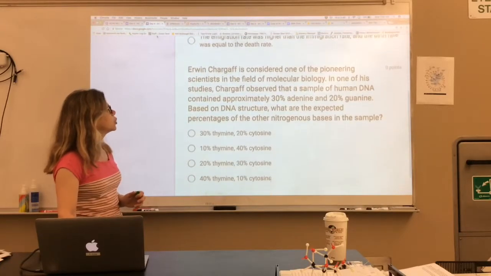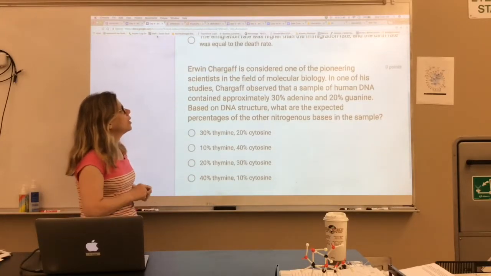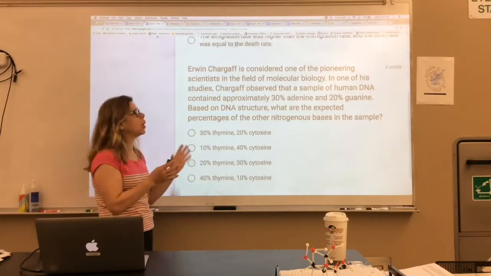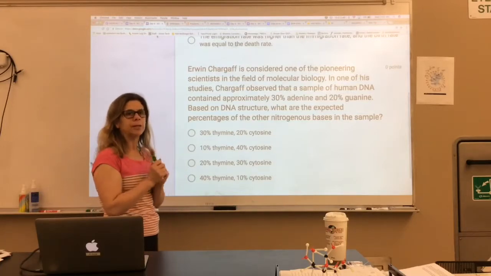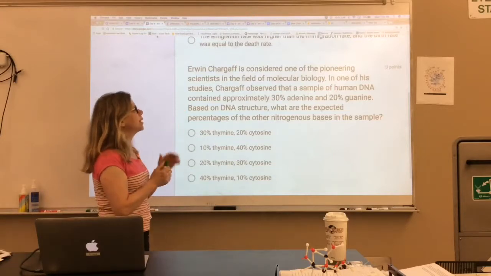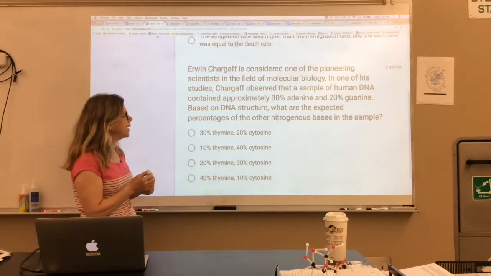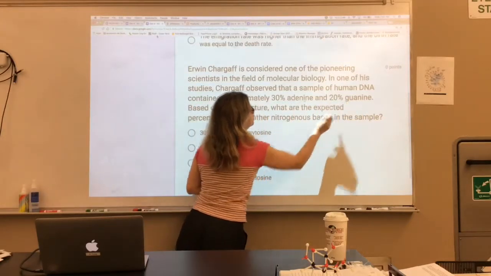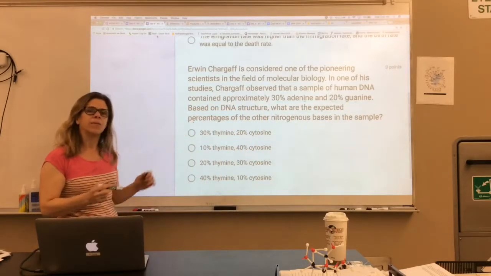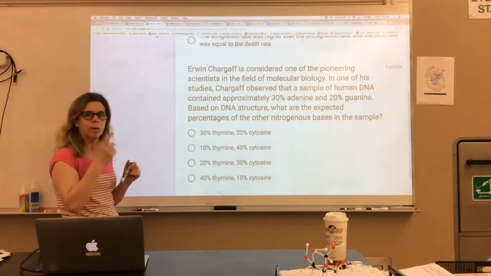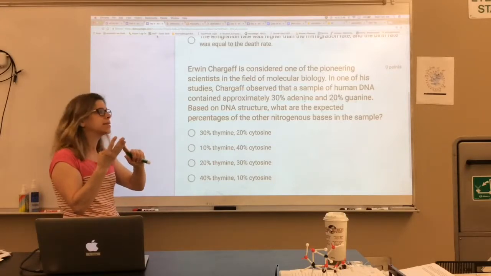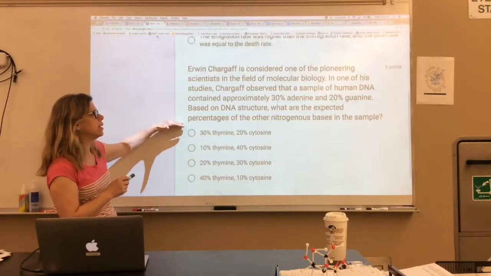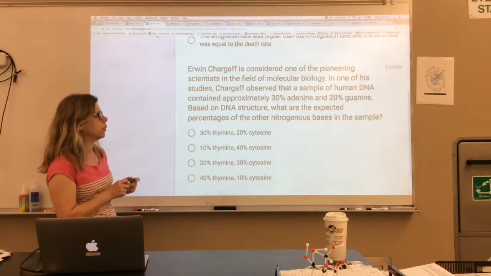Now we're talking about Chargaff. Irwin Chargaff is considered one of the pioneering scientists in the field of molecular biology. He helped to determine the structure of DNA. In one of his studies, he observed that a sample of human DNA contained approximately 30% adenine, 20% guanine. And remember, that's one of those nitrogenous bases. There's 4: adenine, guanine, thymine, cytosine. Based on the DNA structure, what are expected percentages of the other nitrogen bases in the sample?